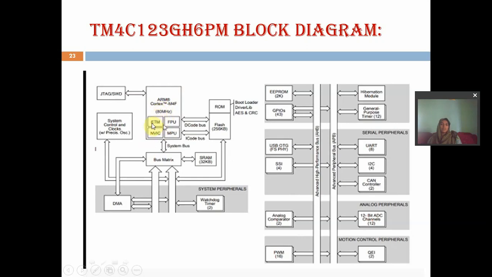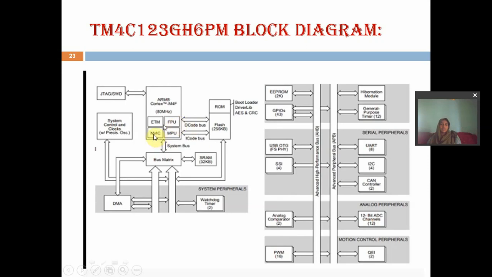First one is ETM, Embedded Trace Macrocell, which will decode the instructions. The second one is the FPU, Floating Point Unit. The TM4C series has this advanced unit, and we use the FPU only for floating point instructions.